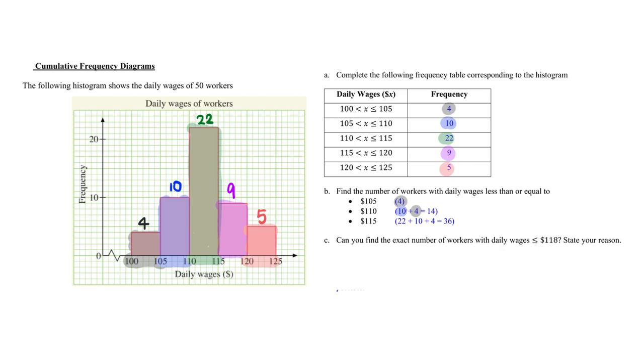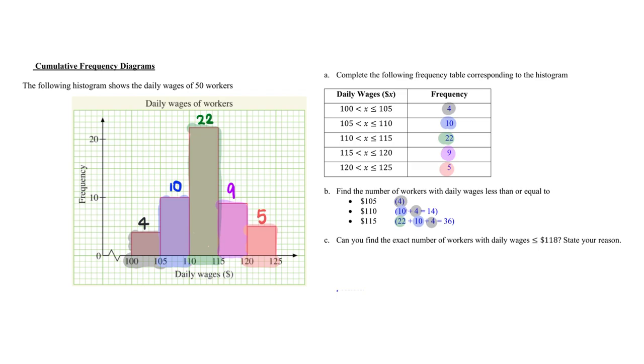So using this, if they were to ask us to find the number of workers with wages less than or equal to 115, then you can see that I would have to add 4, 10, and 22 to give me 36. Okay.